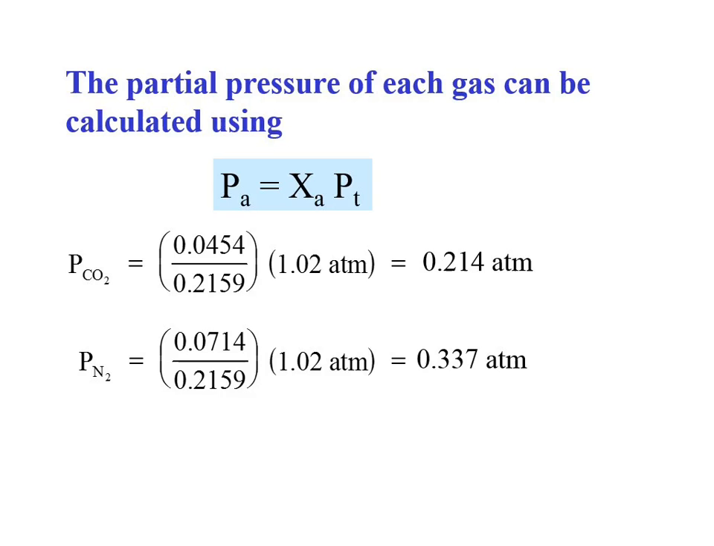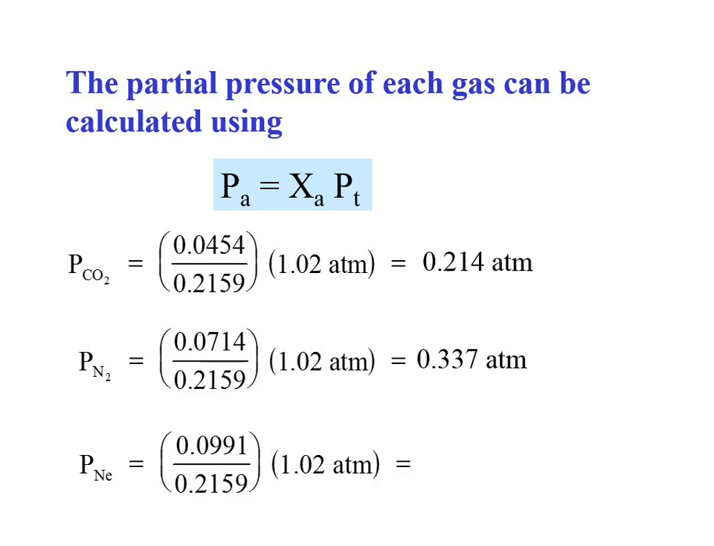Now this is where students intuitively, and they are correct, say, well, we could get the final gas by difference, couldn't we? We could take that 1.02 atmospheres and subtract the 0.214 and the 0.337, and that should give us the answer by difference. And you're right. But just for kicks, in case we did something wrong, let's go ahead and get the partial pressure of neon the same way. The partial pressure of neon is the moles of neon, 0.0991 moles, divided by total moles, 0.2159, times the total pressure, 1.02. Rounded to 3 significant figures, we got 0.468 atmospheres.